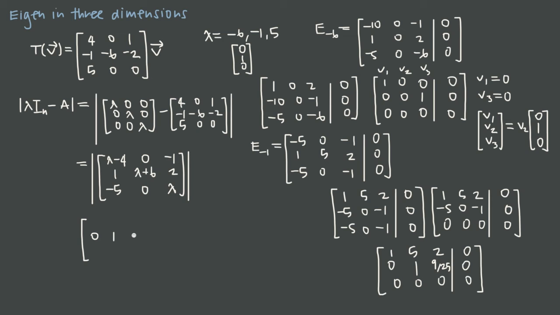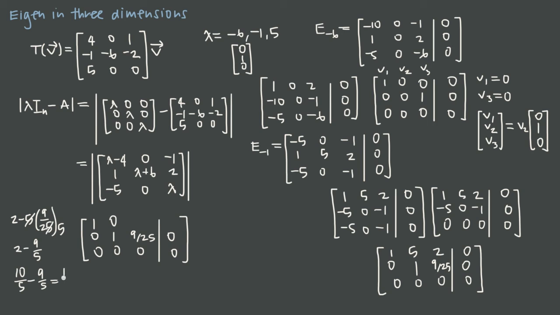The second and third rows will stay the same, and then we'll get 1 minus 5 times 0 is 1. 5 minus 5 times 1 is 0. 2 minus 5 times 9 over 25. Well, in that case, the 5 will cancel. The 25 will become a 5, and we'll be left with 2 minus 9/5. That's 10 over 5 minus 9 over 5, or 1/5. So we'll get 1/5 here, and then we'll get 0.